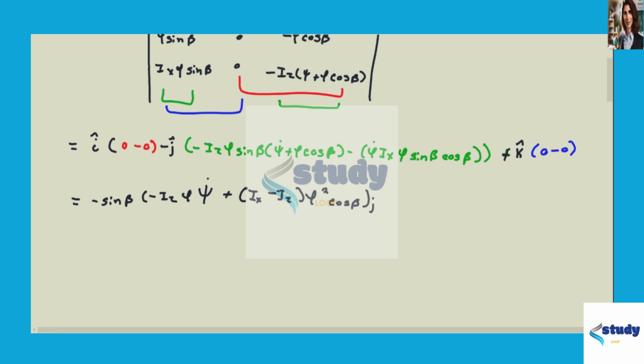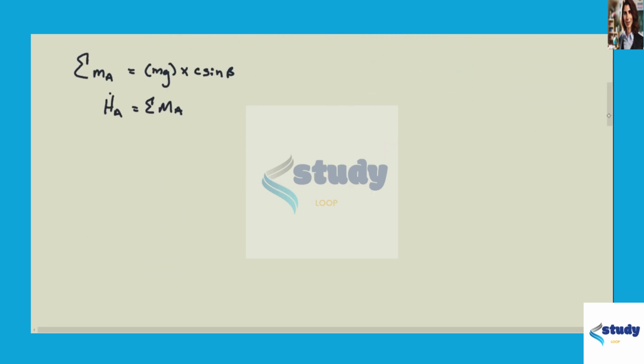Okay. So now I'm going to take the moment of external force about A. With that, we have your mass times gravity, cross the body of C sin β. And so from this, what we have is maybe H_A equals M A.